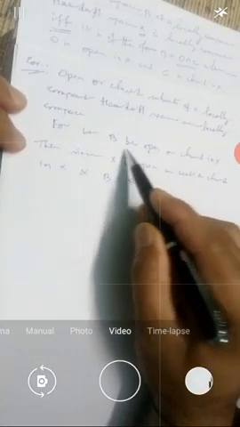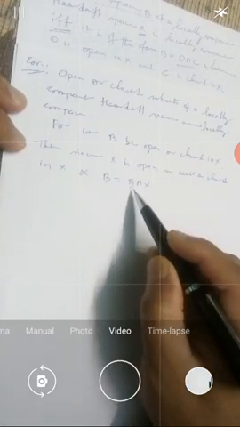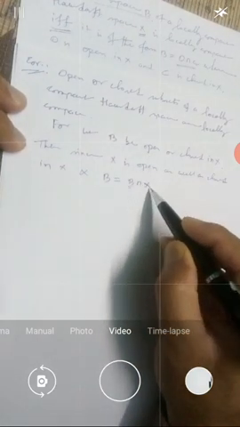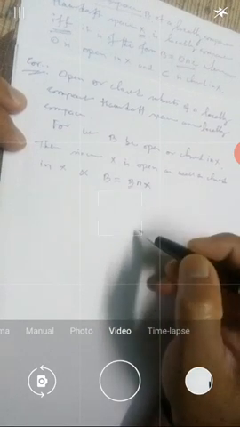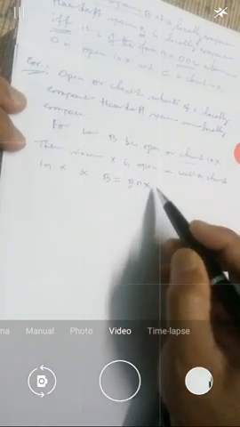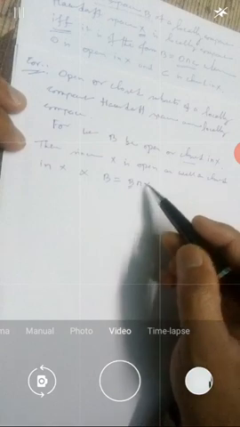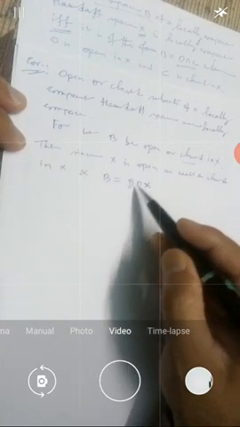Now if we consider that B is open, we will consider X as a closed set. So open intersection closed, so B is locally compact. Again, if B is closed, then we will consider X as an open set. So closed intersection open, that is open intersection closed. So again, B will be locally compact.